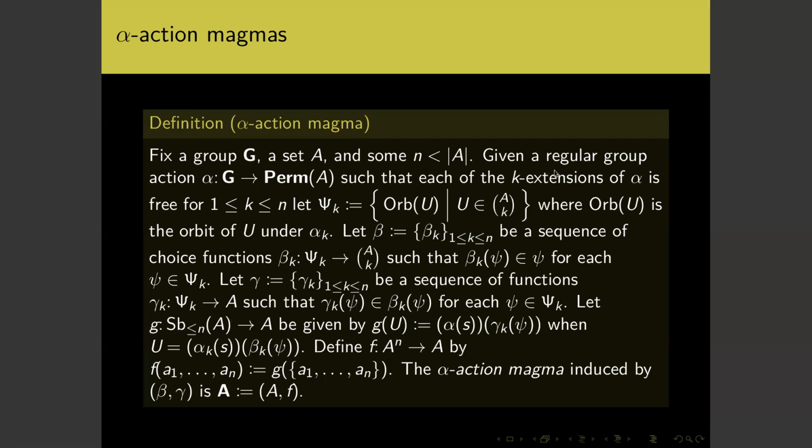And so as long as we have, the only real additional constraint that I'm asking for is that we have a regular group action on a set, which is essentially left multiplication or left addition in the case of an additive group, whose extensions have to be free up to whatever n we choose. Okay, so that's the general definition of an alpha action magma, which would be the magma associated to this basic operation.